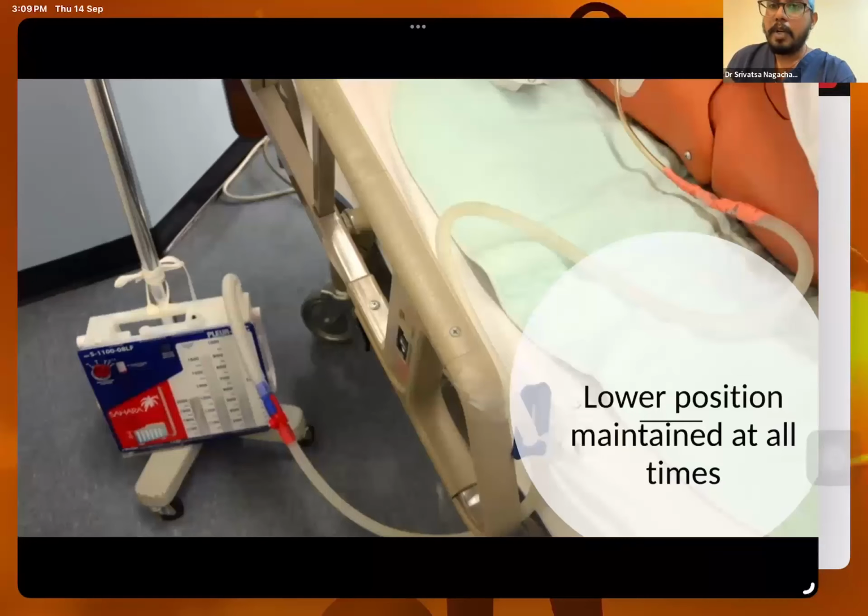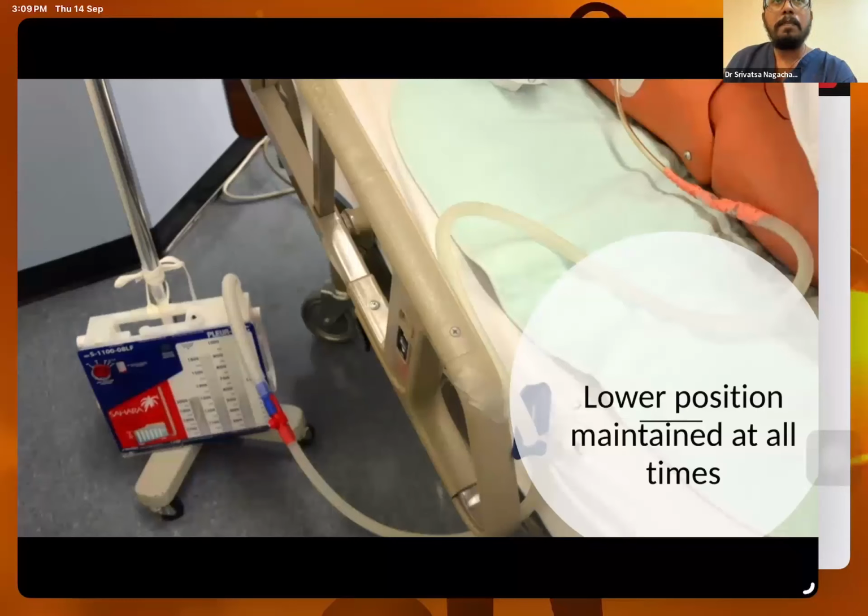And the second important thing, with respect to Foley's catheter and intercostal drainage tube, is keeping the position lower at all times. Even when you're transporting the patient, I have seen people keeping that Foley's bag or other things onto the bed. Please don't do that, because you're pushing the organisms back into the sterile cavity. So always try to keep the position lower at all times, whether it is a Foley's catheter, an intercostal drainage tube, or any drainage bag.